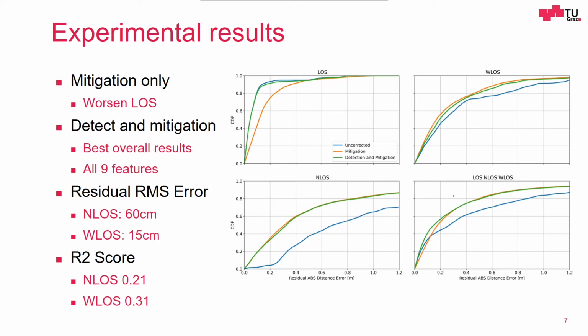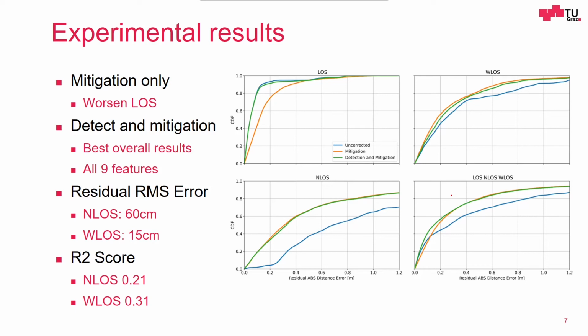And here also for these plots, we used all 9 features. And in these situations, we were able to reduce the residual root mean square error for the non-line of sight cases by about 60 centimeters and for the weak line of sight cases by about 15 centimeters.